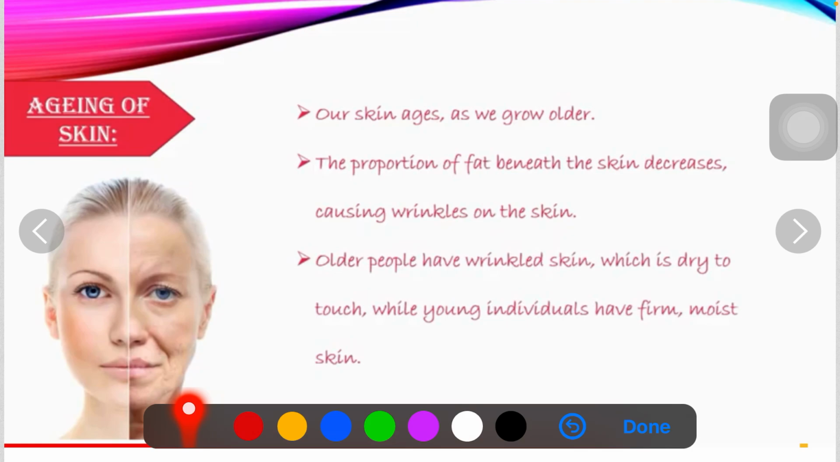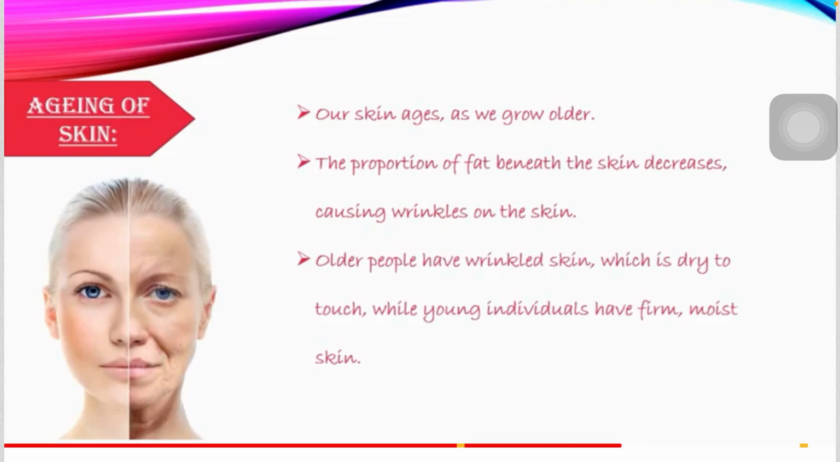Older people have wrinkled skin which is dry to touch, while young individuals have firm, moist skin. However, the previously stretched skin does not shrink. This causes wrinkles on the skin of the older people.